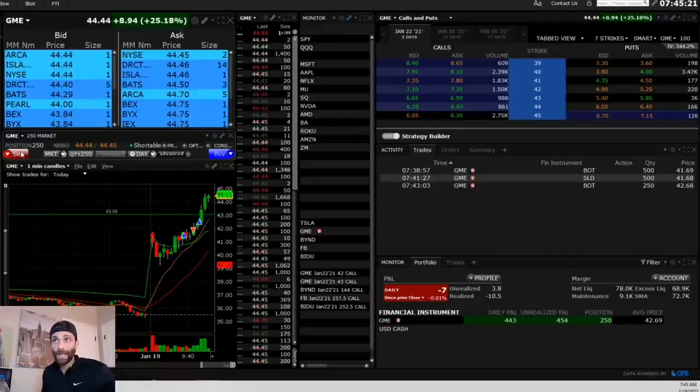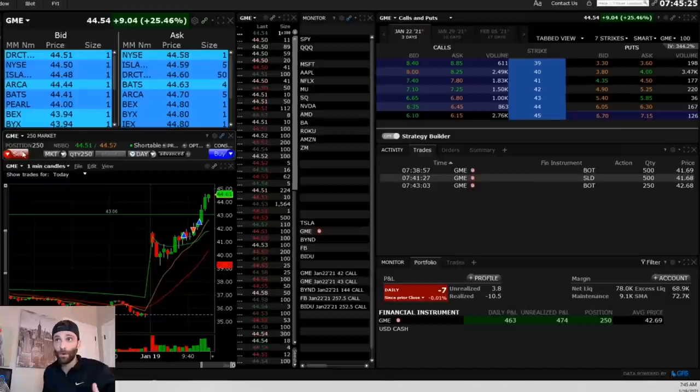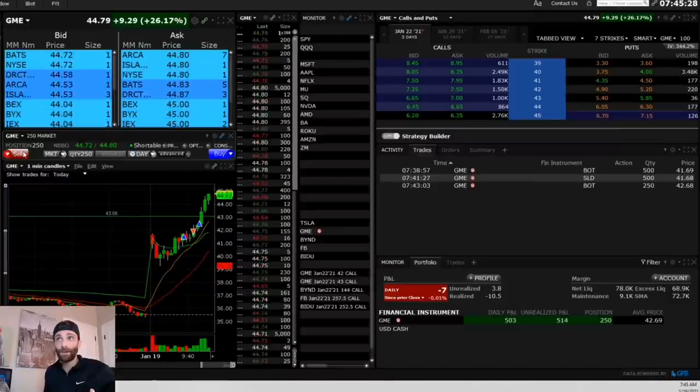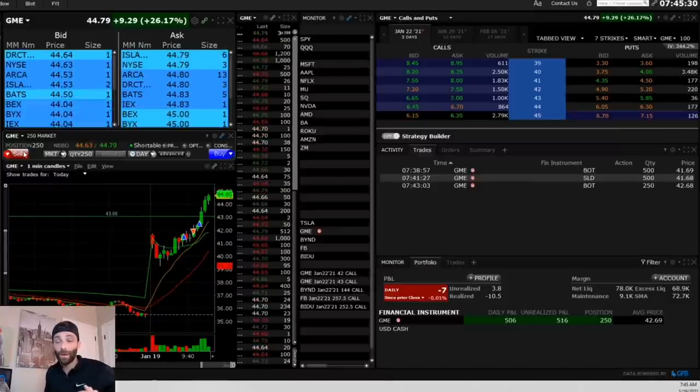Gets right up to the high of the day. Tape starting to speed up. Little bit of size at 44.60. Just want to see that get taken out. Gets taken out right away. Has a very quick momentum push.